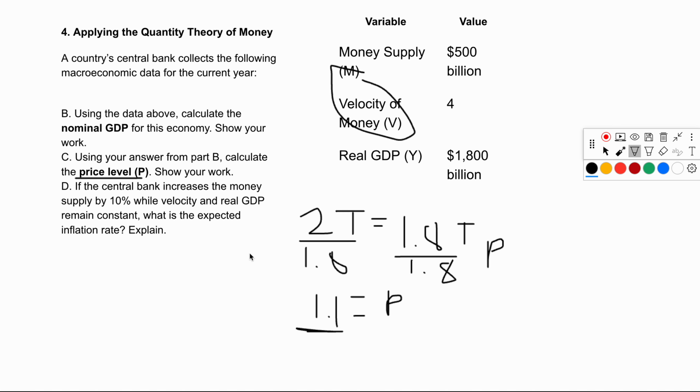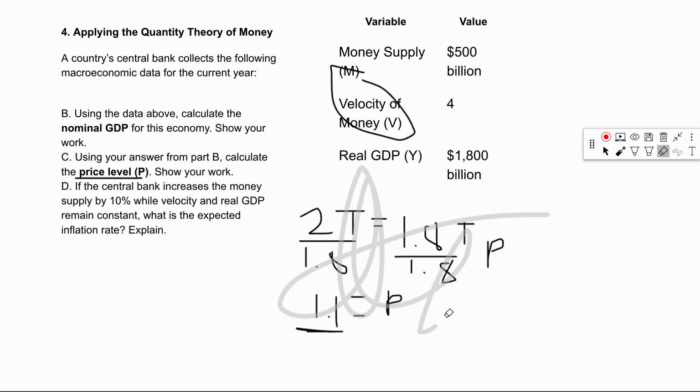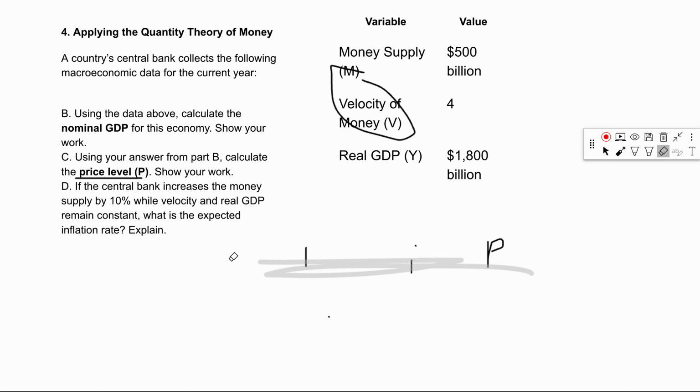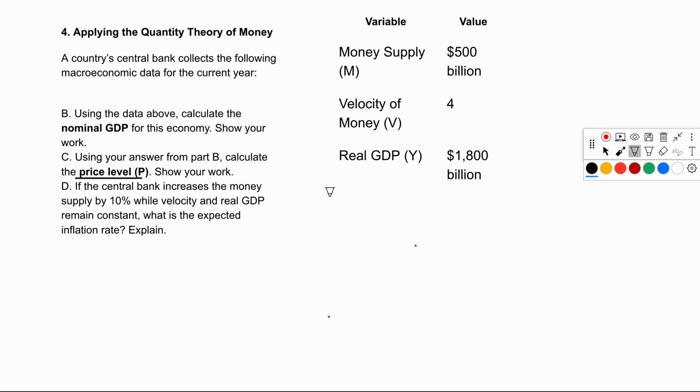If the central bank increases the money supply by 10%, while the velocity and real GDP remain the same, what is the expected inflation rate? So let's actually do all of that. Let's say that they increase the money supply by 10%, from 500 billion to 550 billion. So then it's 550 billion times the 4, that's 2.2 trillion. So it went up by 200 billion.